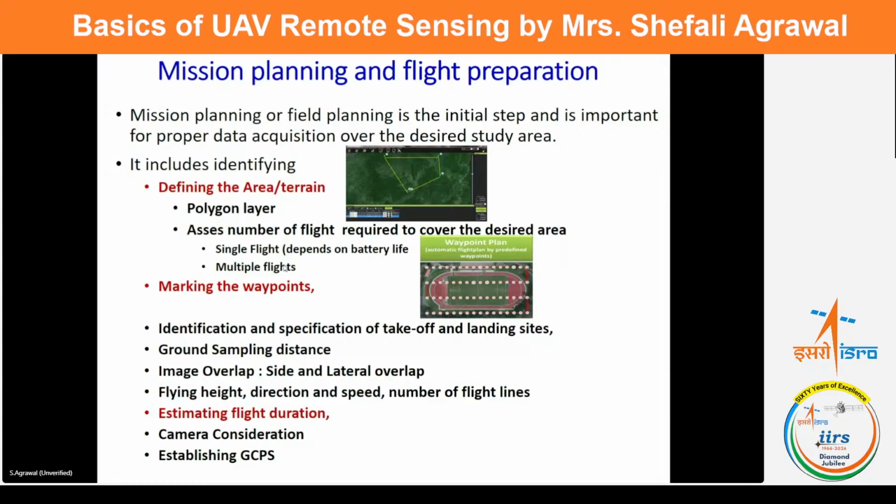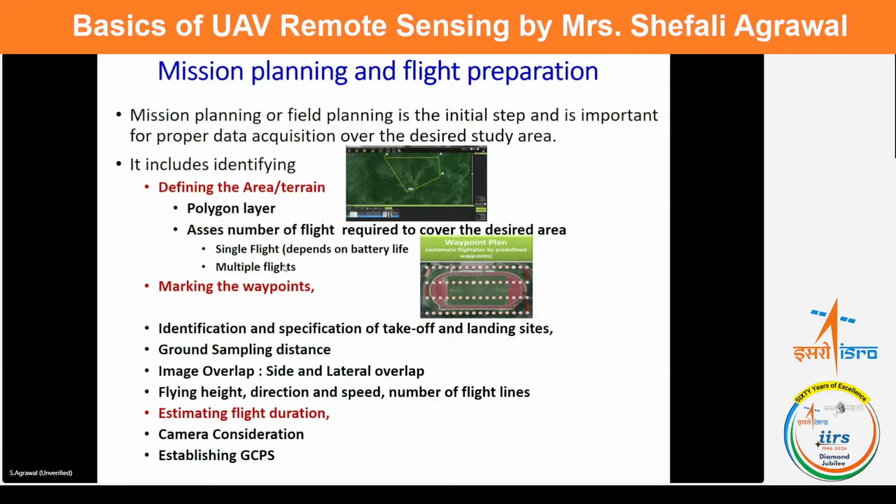Then if it is for photogrammetric applications, you also define how much should be the overlap between two photographs so that I can generate a three-dimensional perspective, or you can estimate the height. So is there a front overlap, and how much will be the side overlap? Typically, we have 80 to 90% front overlap and 60 to 65% side lap. Then based on that, you also plan how much area is covered, and in what time.